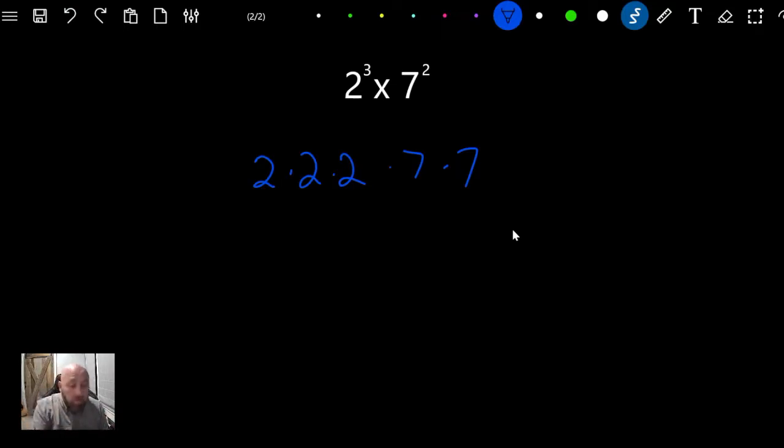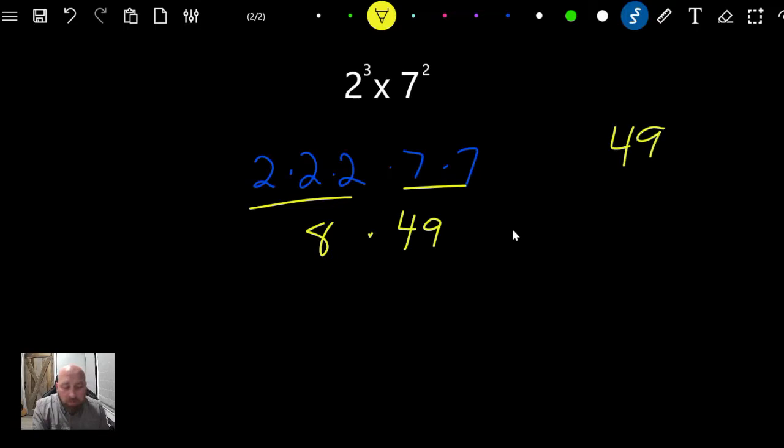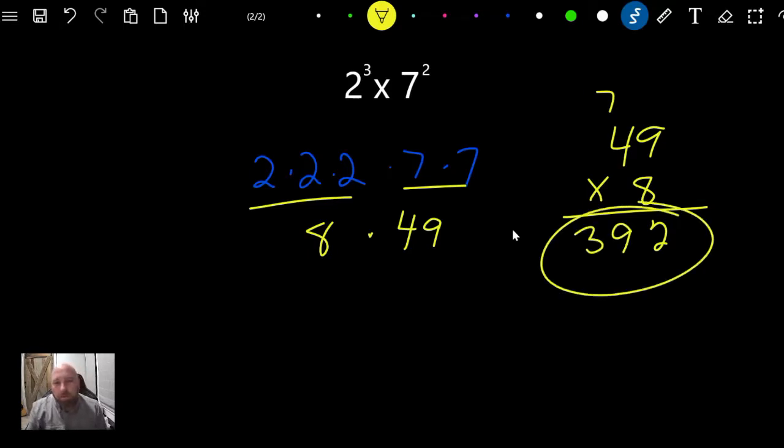So, maybe you want to, let's solve this. 2 times 2 is 4, and then 4 times 2 is 8, times, and then we can do this one. And 7 times 7 is 49. So then you would come down there, and then you would just probably have to do the 49 times 8. All right, 49 times 8, 9 times 8 is 72, and then 32, 39, 392 would be your answer there.